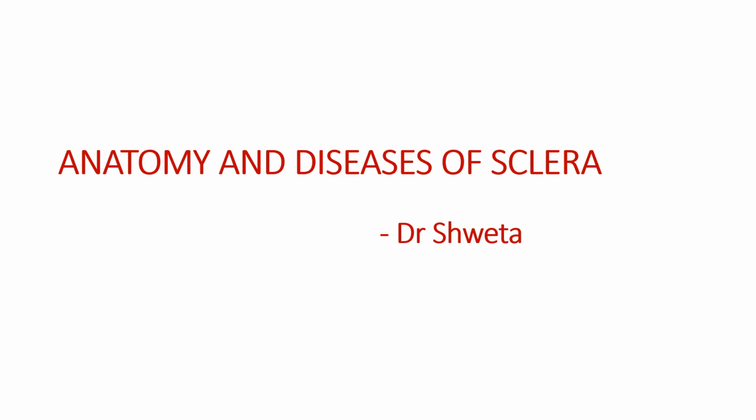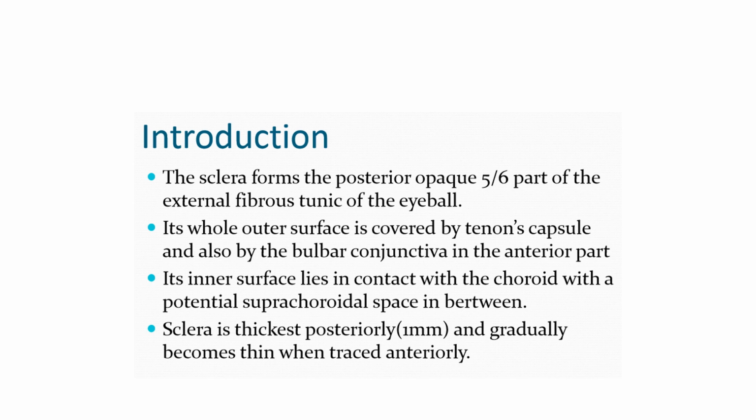Anatomy and diseases of sclera. The sclera forms the posterior opaque 5/6 part of the external fibrous tunic of the eyeball. So, sclera is basically a fibrous tunic of the eyeball.